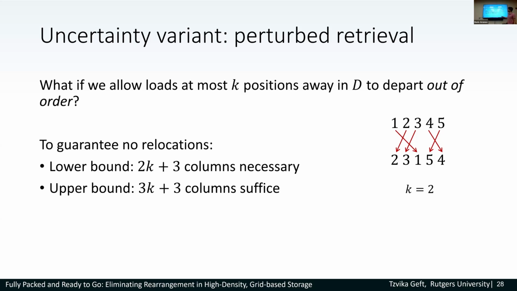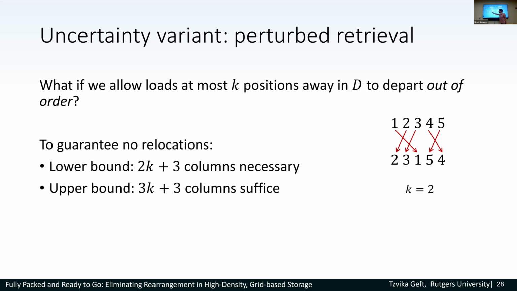So in this case, you actually need 2k plus 3 columns to guarantee no relocations. And we're able to show that 3k plus 3 columns suffice. So previously, just to recap, with 3 columns it was sufficient. Now we quantify how much wider your opening should be if you want to support a higher degree of uncertainty. And it's linear in this uncertainty parameter k that we defined.